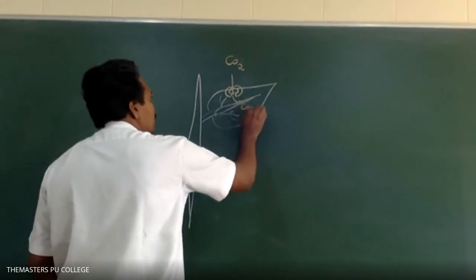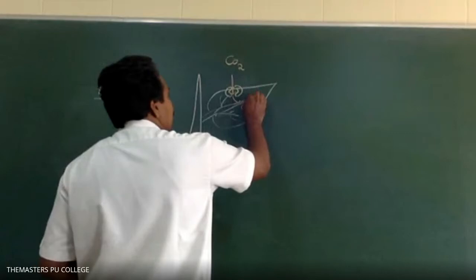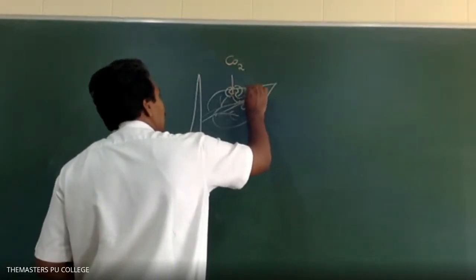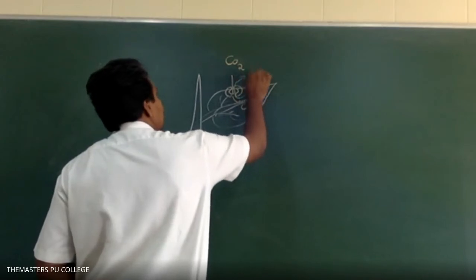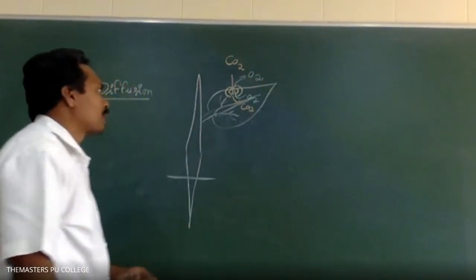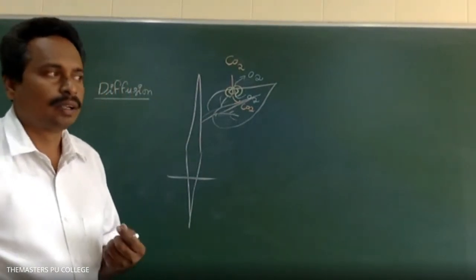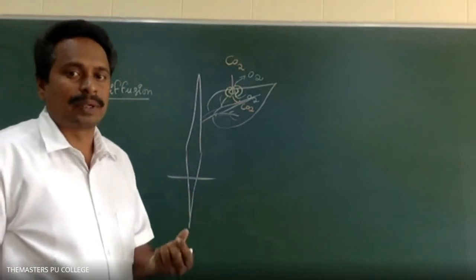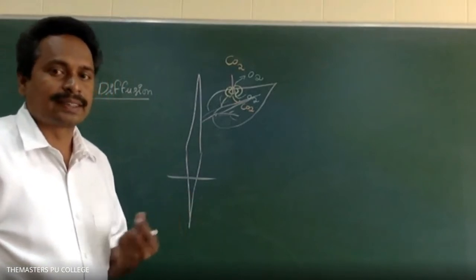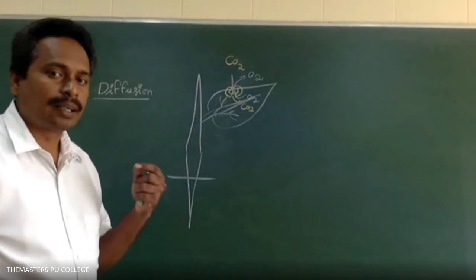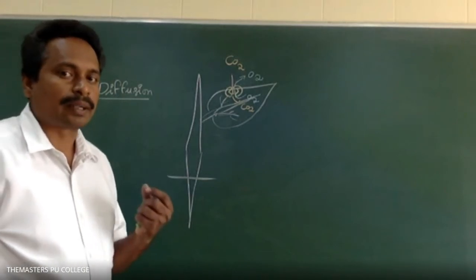Now, what is produced in the photosynthesis process? Carbohydrates and oxygen. The produced oxygen is released into the atmosphere through the stomata. Carbon dioxide enters the leaf cells through the stomata, whereas oxygen is released into the atmosphere. Oxygen is produced in photosynthesis, and that oxygen is released through stomata.